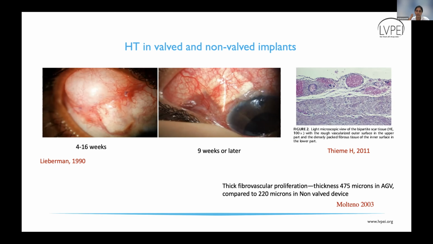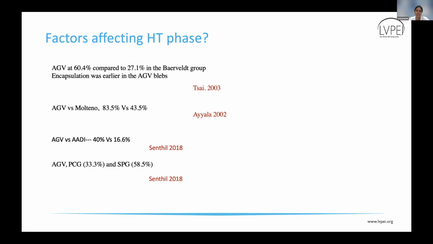Sometimes the thickness of this, if you say cornea is about 500 microns thick on an average, the thickness can be as close to 475 microns with an AGV versus half of that in a non-valve device. So in a valve device, it is much more common and much thicker, because of which the fluid doesn't drain out very well. So now, why does this happen?